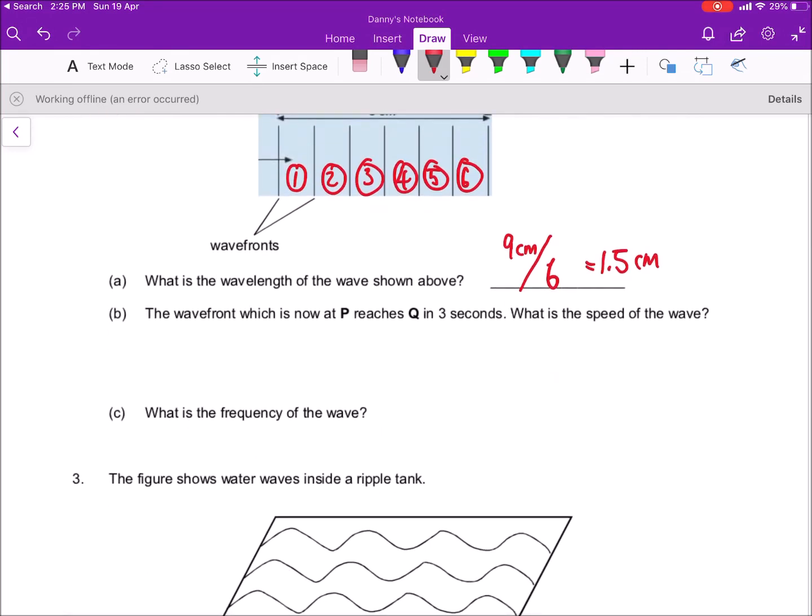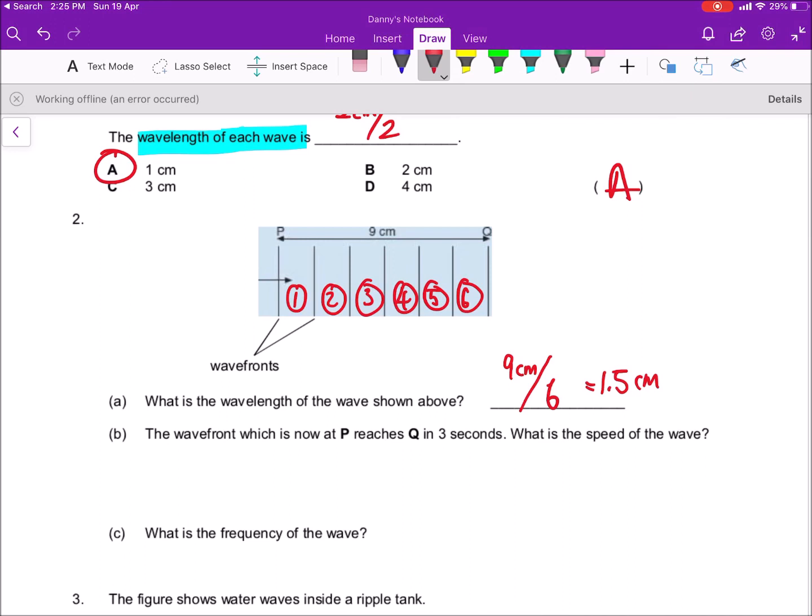And down here, they say that for this wavefront, if I unfreeze the time, this peak will actually move to the front, like an animation that you see from the earlier video. It says that this wavefront takes 9 seconds to reach position Q, and then they want to know the speed of the wave. So just recall, what is speed? Speed is the distance covered by the crest divided by unit time, or speed can also be given by f times lambda, right?